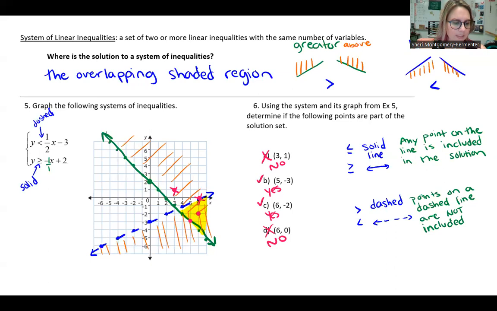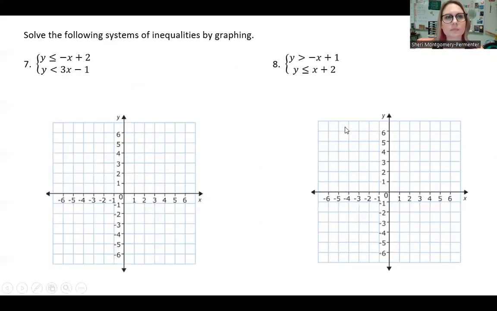We only have 2 more examples to do. So when we go to graph the first one, it's a good idea to identify whether or not you're going to make a solid or a dashed line. So the top equation, is it going to be solid or dashed? Solid. And then the bottom equation.